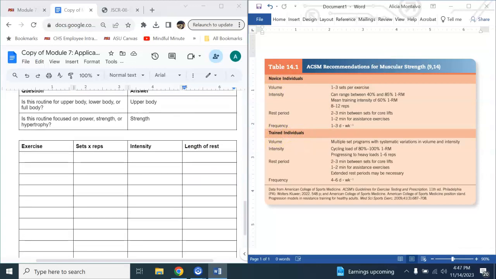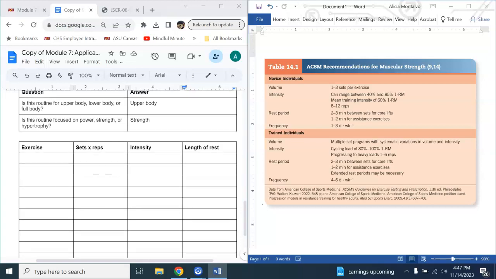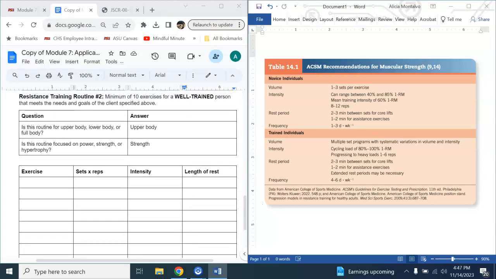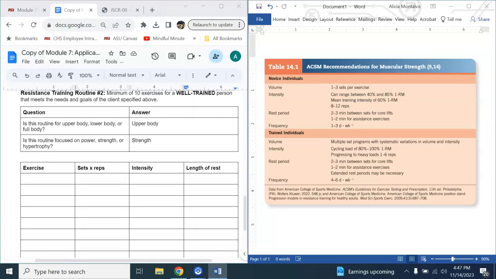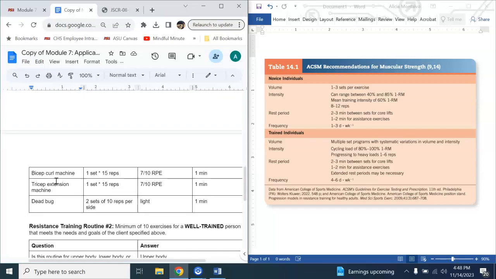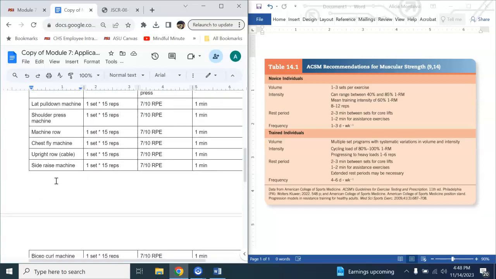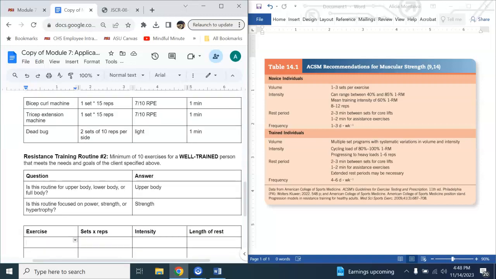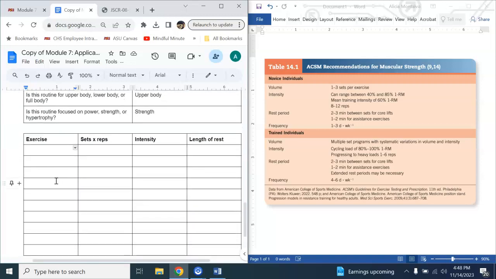So let's say I'm going to choose a chest day. Maybe back, and let's do chest and back. Now that this person is trained, I need to progress any exercise that I've had in here to something that's either cables or free weights. Or I can progress it by making it closed chain, unilateral. I have so many options, okay?